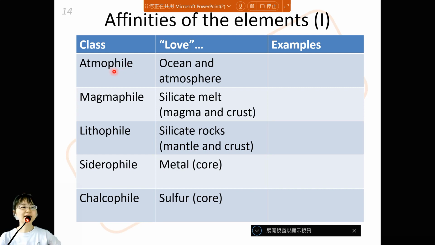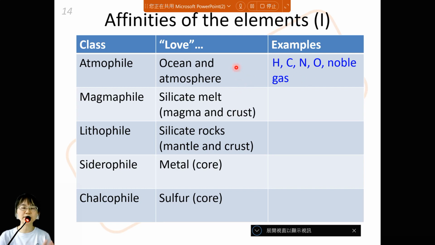Atmophile means it loves ocean and atmosphere. Magmaphile means the element loves silicate melt, which means magma. We also have lithophile, siderophile, and chalcophile. This is for metal and this is for sulfur. We are going to talk about a few examples.